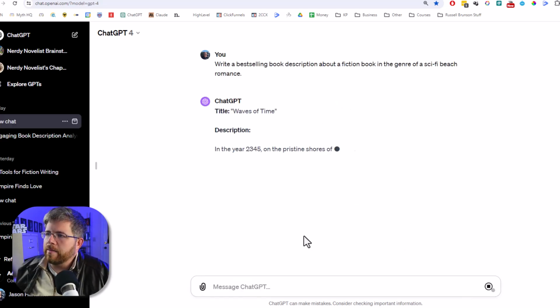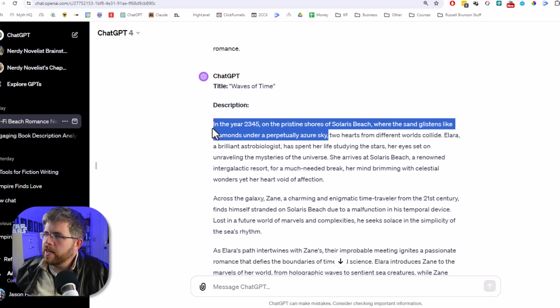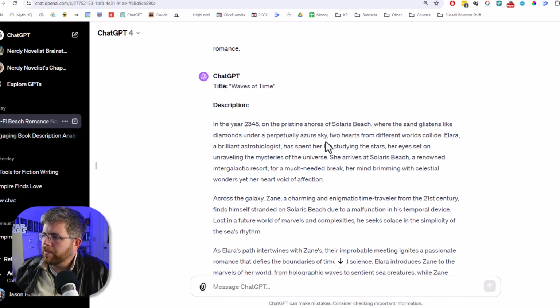Waves of Time. Great title. All right, and here's the book description that we got. In the year 2345, on the pristine shores of Solaris Beach, where the sand glistens like diamonds under a perpetually azure sky. Boy, this is a very GPT-written thing, very descriptive here. Two hearts from different worlds collide.